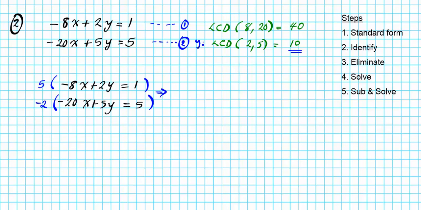So what becomes of our system? We're now going to distribute the 5 across every single term: negative 40x plus 10y equals 5. The second equation, distribute negative 2 across all terms. You're going to end up with 40x. Remember, minus times minus is plus. Minus 10y equals negative 10.